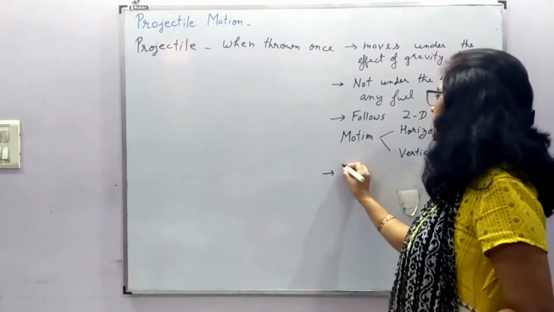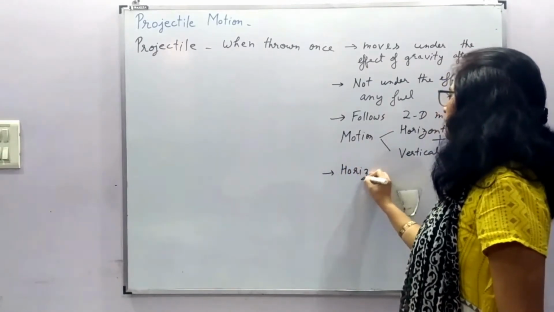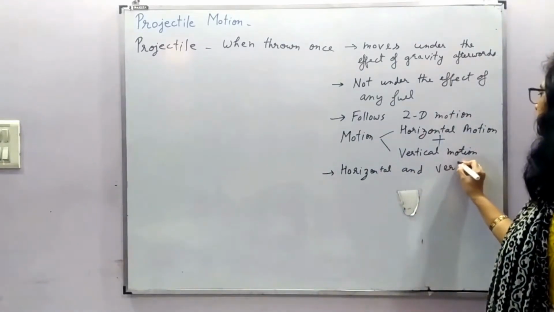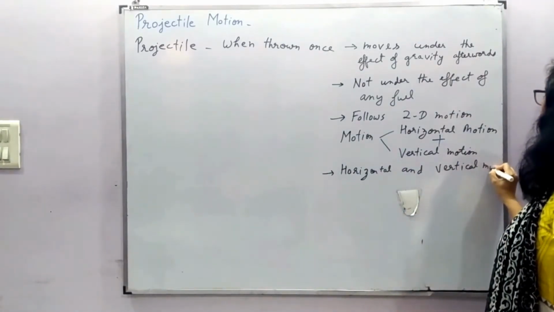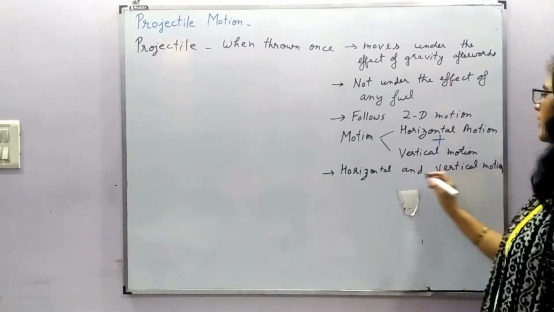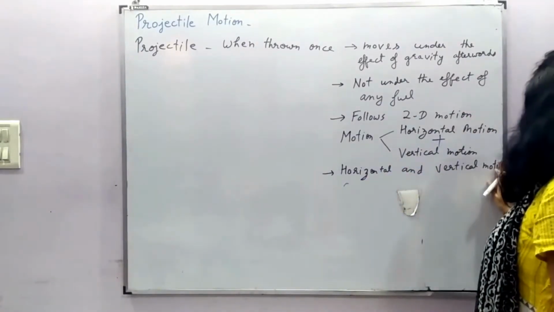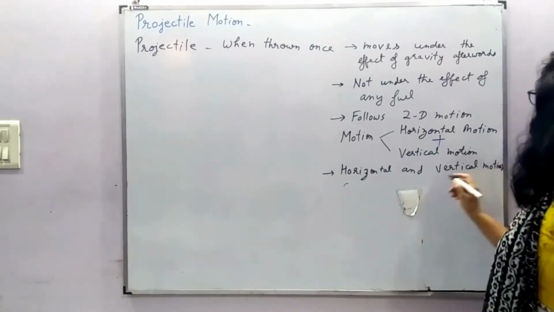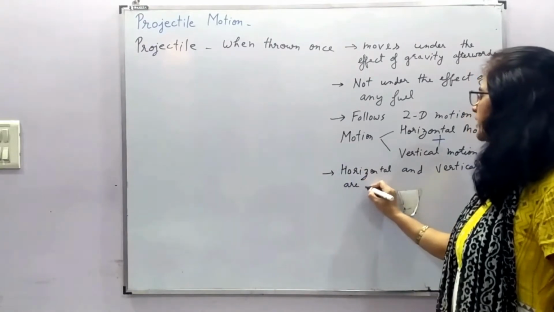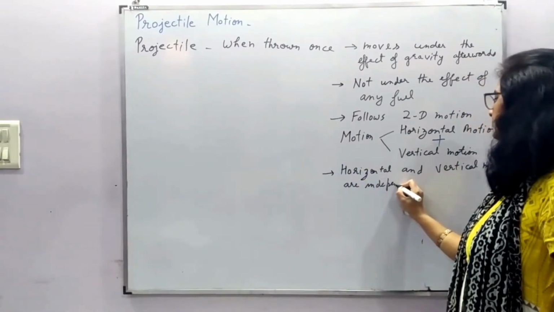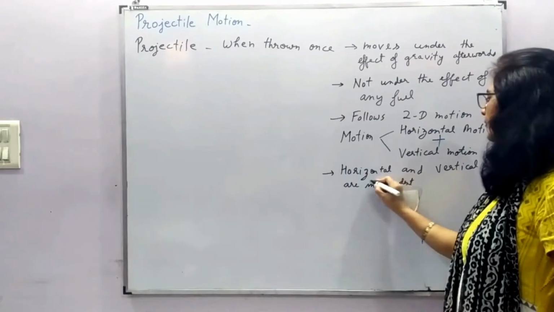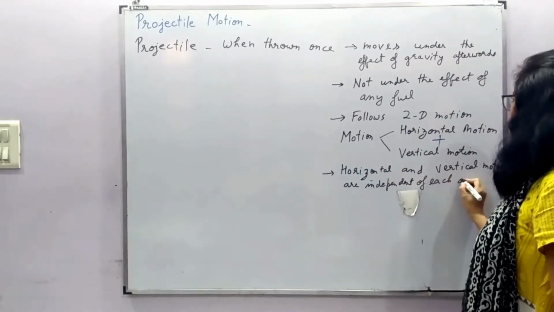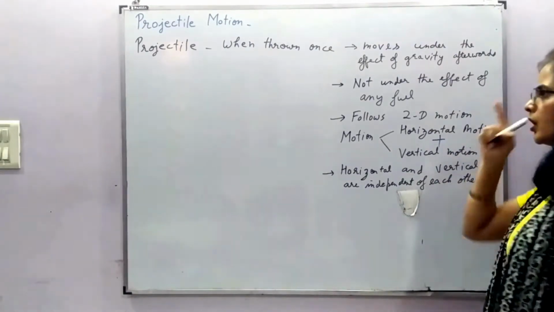So this horizontal and vertical motions are independent of each other. Right? So from here you can get an idea.